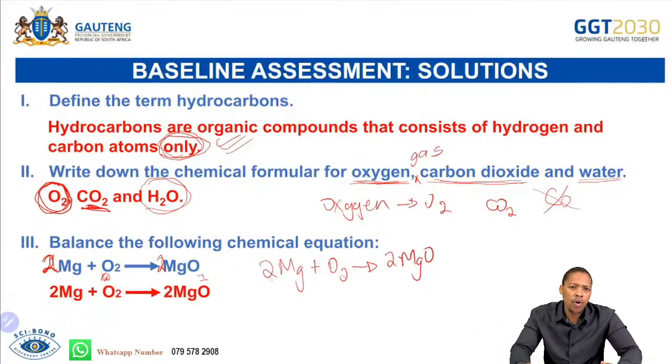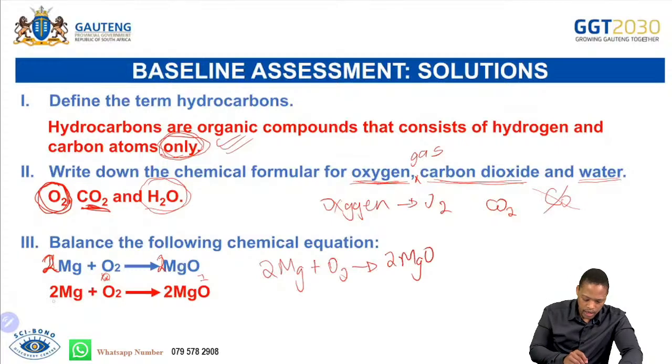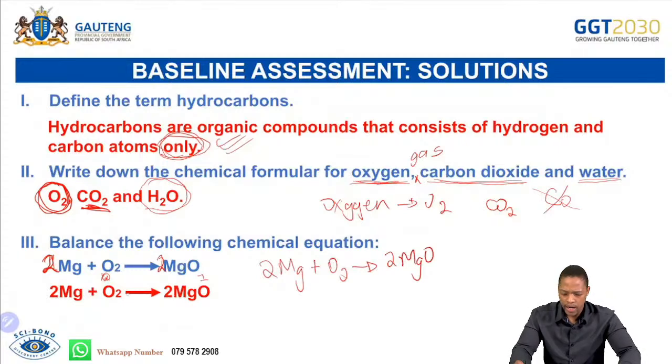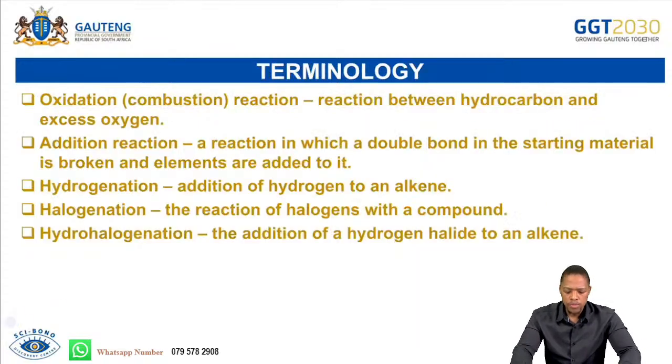That's the idea of balancing a chemical equation, and that's one thing we are going to need to be able to do as we go on with this lesson. Okay, right, so this is something we are expected to know from the previous grade, specifically grade 10, because this was a topic done in grade 10.